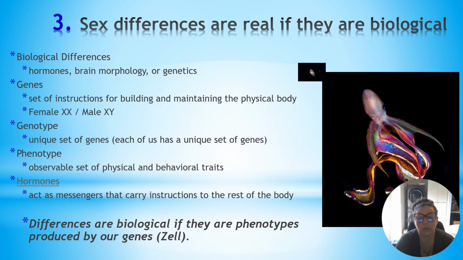Sex differences are real if they're biological. So, what are biological differences? When we talk about biological differences, we're talking about our hormones, our brains, our brain morphology, our genetics, right? So, all of us have a set of genes. We know pretty much what genes do. They're the building blocks, they're the instructions for building and maintaining our physical bodies, right?